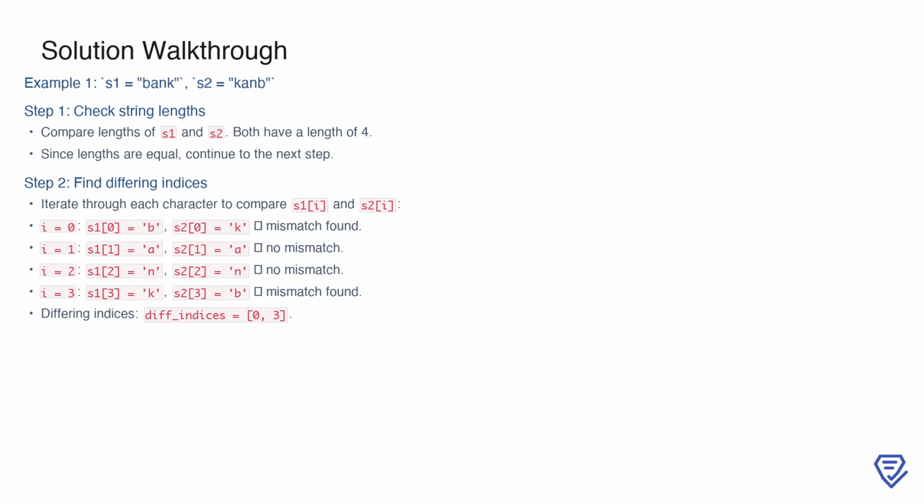Similarly, at index 2, both characters are N, so no mismatch there either. Finally, at index 3, S1 has K while S2 has B, which is another mismatch. After examining all indices, we determine that the differing indices are 0, 3. This gives us the information we need to proceed to the next step.